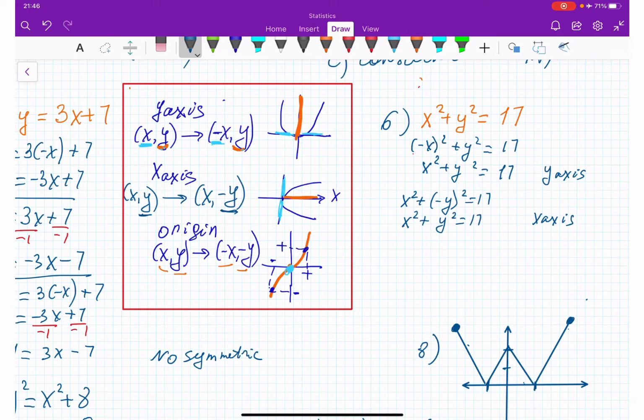And lastly, let's check the origin, which means I'm taking negative x and negative y because both of them are changing. X is changing to negative x, y is changing to negative y. So let's see, negative x squared plus negative y squared is equal 17. Okay, so we get x squared plus y squared equals 17. Voila, we get all three cases. This is also symmetric to the origin.